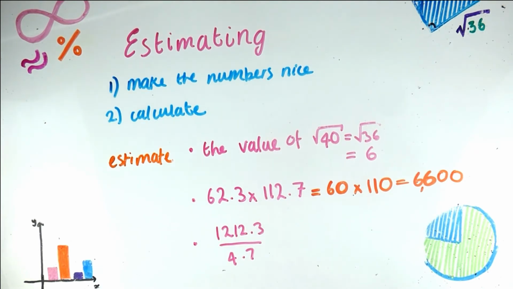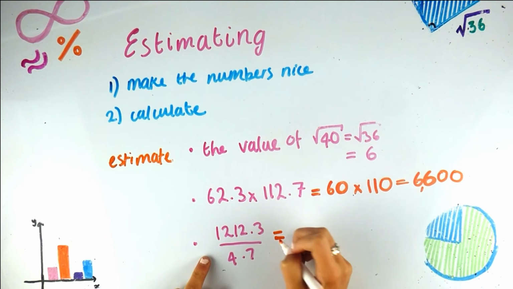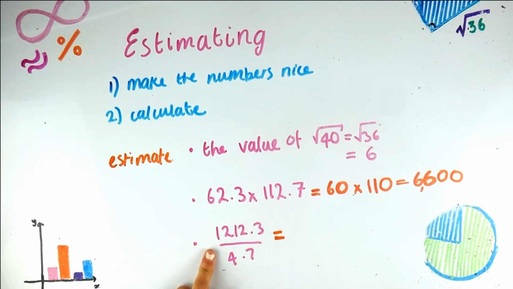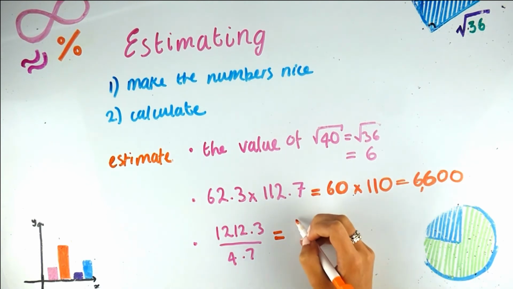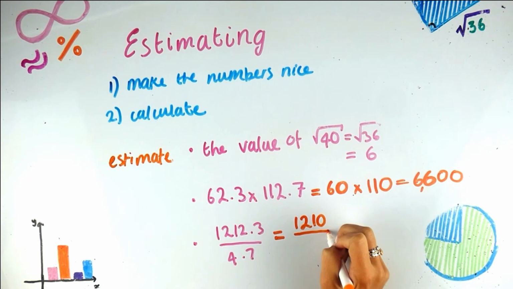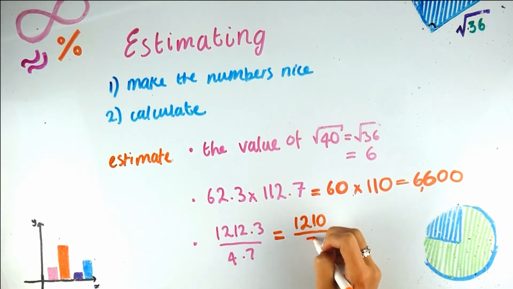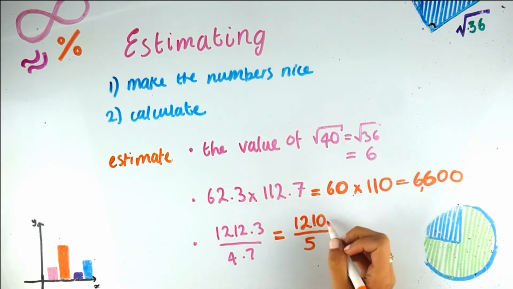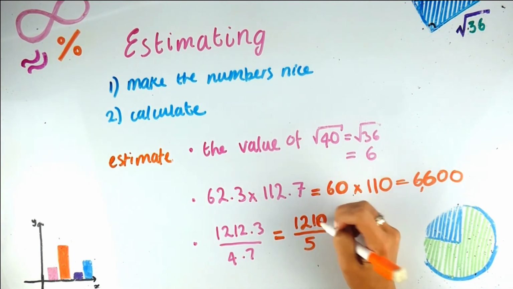So last example, just because I think we can all get the hang of this now. This one, 1,212.3. Let's call that 1,210, nearest 10 rule. Divided by 4.7, that's basically 5. And I like dividing things by 5, and I know this is going to divide by 5 because it ends in a 0 or a 5.